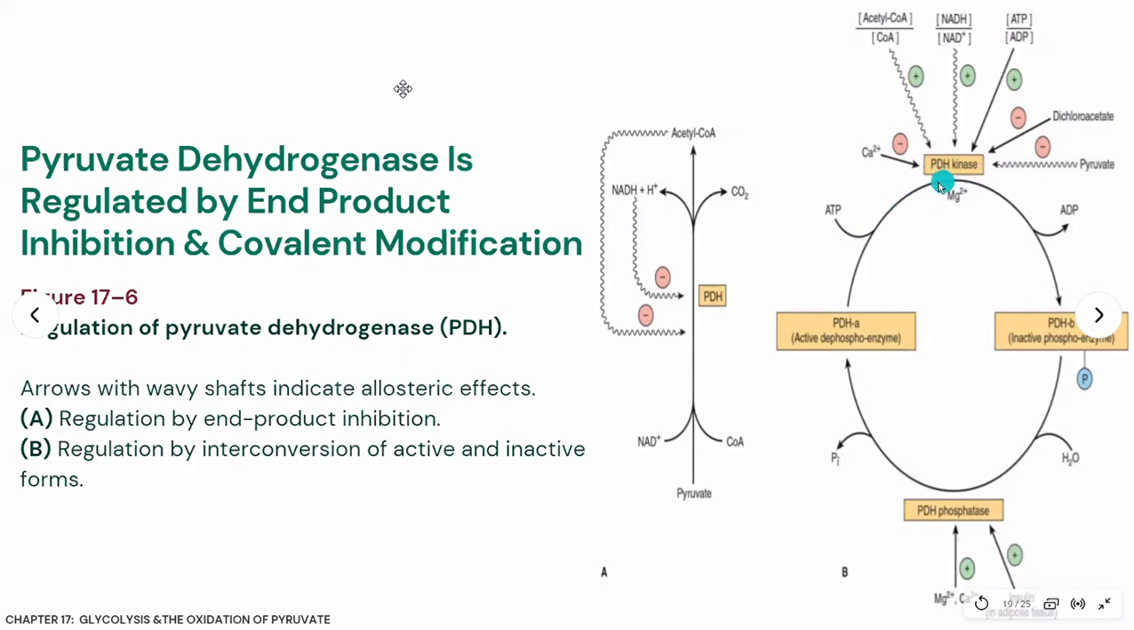Now, this is because of your kinase. What does a kinase do? A kinase puts on a phosphate. What is the source? ATP, and it becomes ADP. The phosphate is added here, so it becomes inactive. This only occurs when you have plenty of this already. But if you have only AMP, it will activate it.